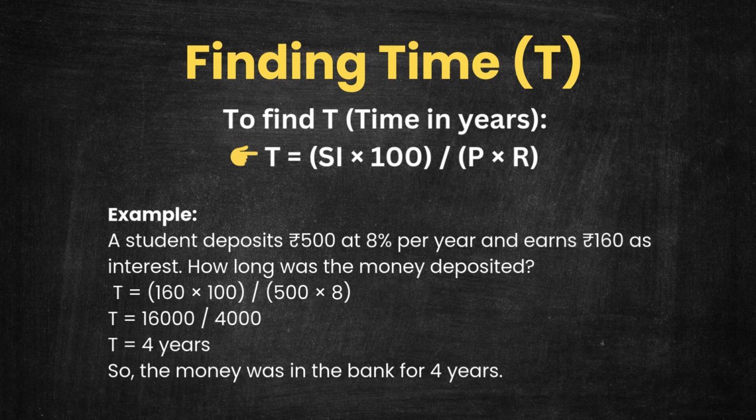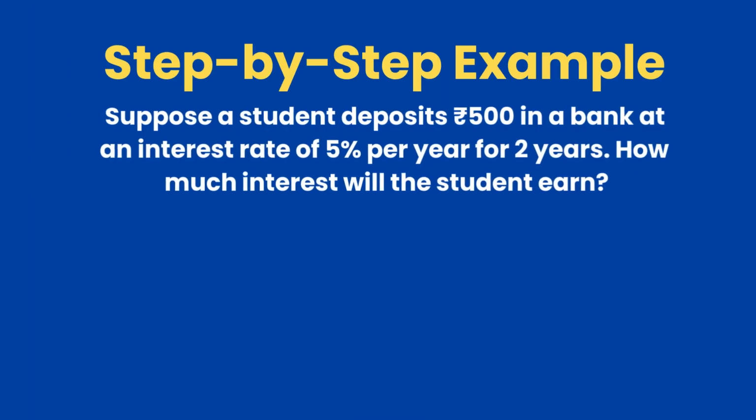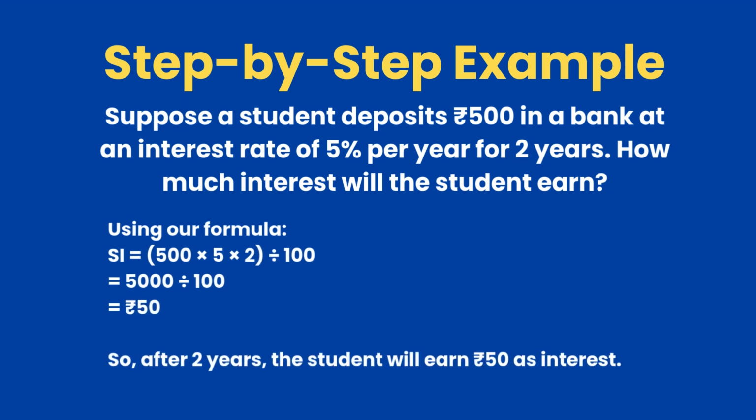Now you know how to find principal, P, rate, R, and time, T, using the simple interest formula. Next, let's solve an example together before moving to our 10 MCQs. Suppose a student deposits 500 rupees in a bank at an interest rate of 5% per year for 2 years. How much interest will the student earn? Using our formula, SI is equal to 500 times 5 times 2 divided by 100, which is equal to 5,000 divided by 100, which is equal to 50 rupees. So, after 2 years, the student will earn 50 rupees as interest.